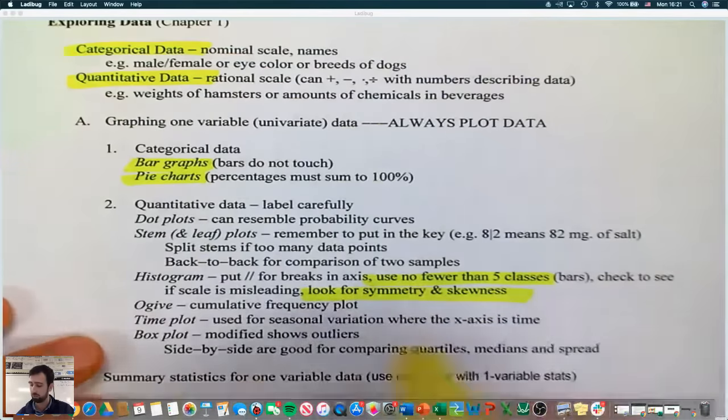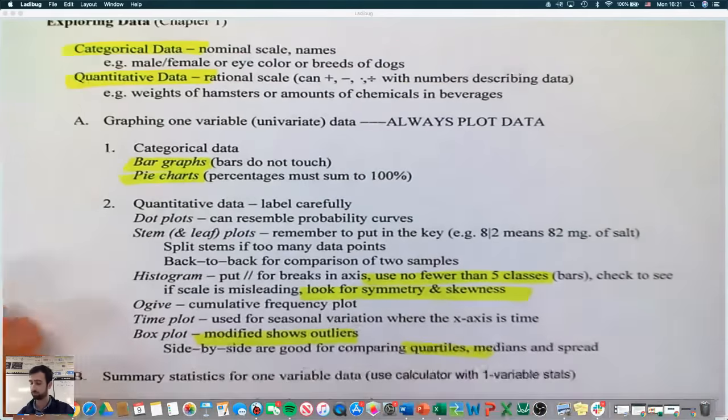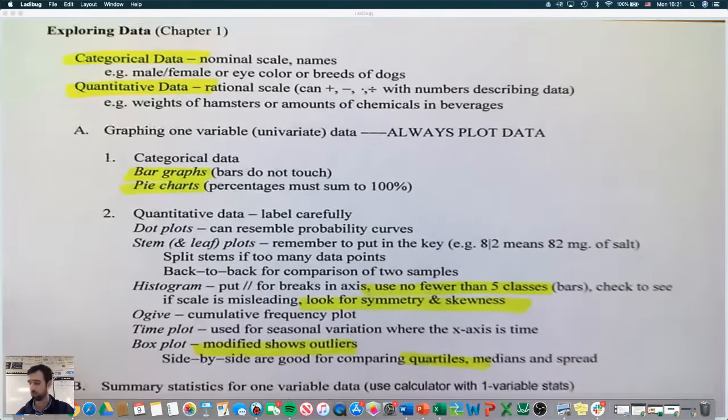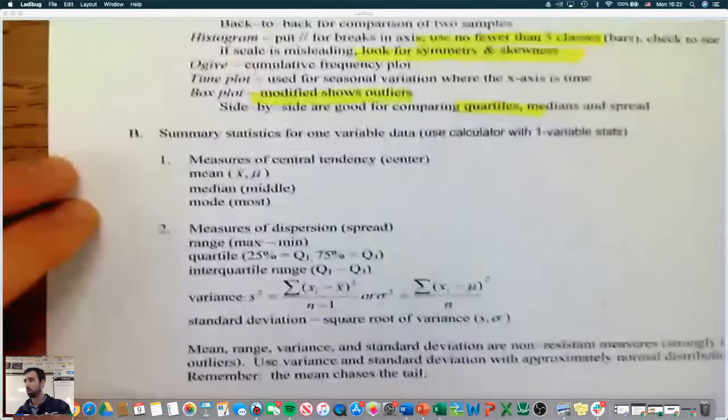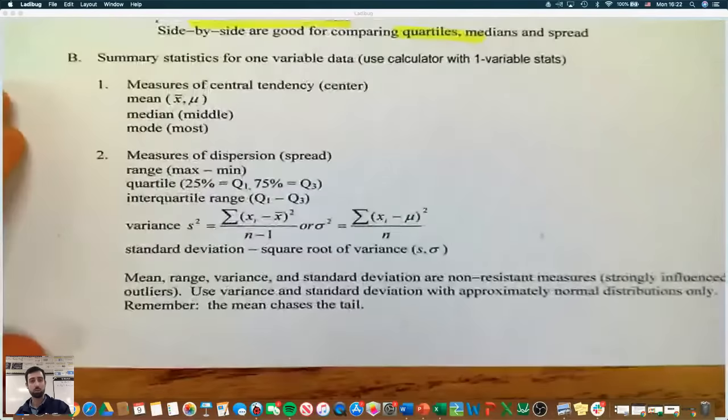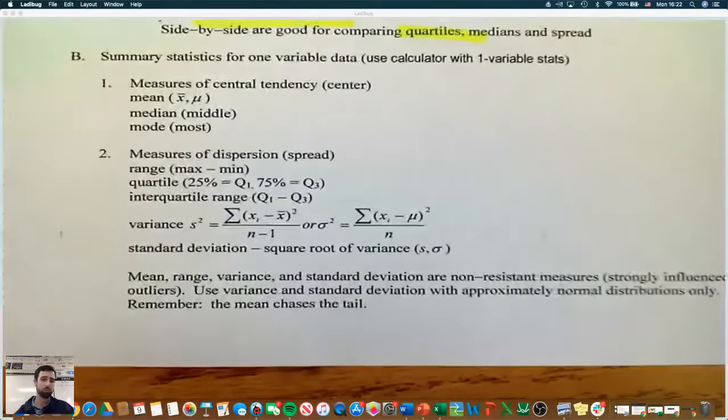Box plot is also great for showing outliers and the quartiles, which is what we'll get to in our next section. So after we graph our data, especially quantitative data, we want to measure it. The whole point of graphing data is that we're not looking at a whole bunch of different numbers. We're actually looking at it in a way where we can stop and make sense of the data. So we use summary statistics with our calculator to get that data.